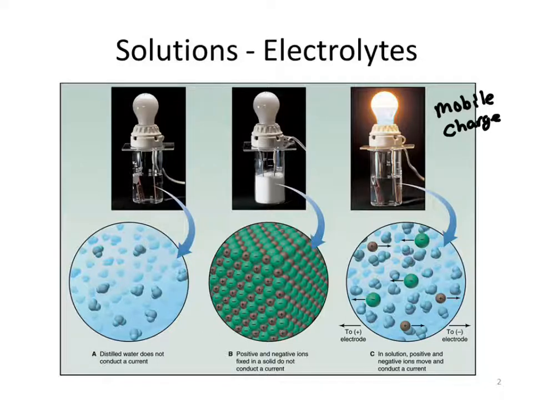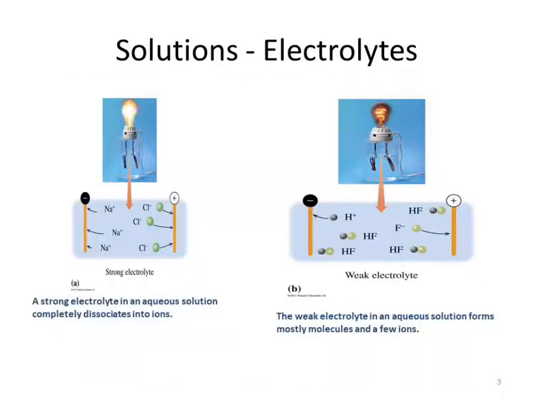My anions are going to go toward my positive electrode, and my cations are going to go toward my negative electrode. Here's a couple of others. If you notice, this one is a strong electrolyte, so we have a nice bright light bulb. This one is a weak electrolyte, so we have a dim one.